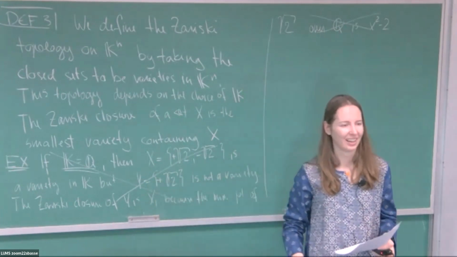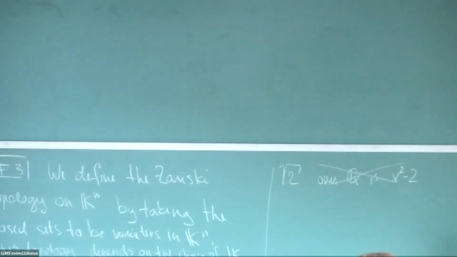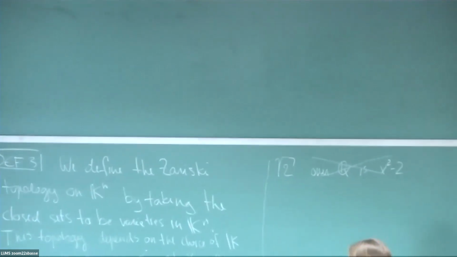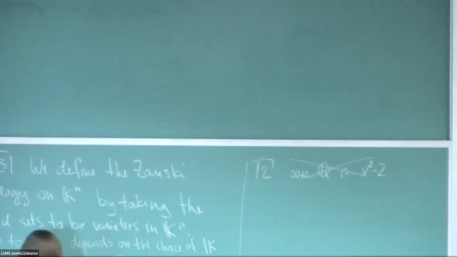Well, we can change the field to Q adjoined square root 2, then probably you are right. The Zariski closure of Y is then going to be the quadratic field extension of Q.